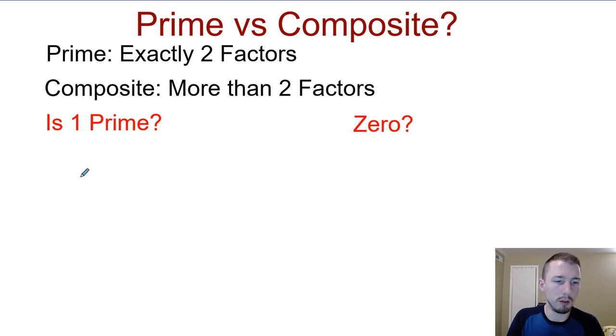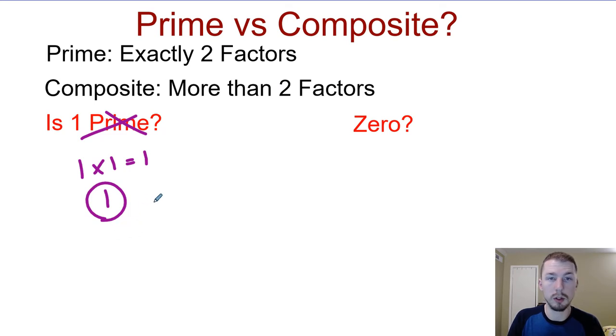Well, the only way you can get 1 is 1 times 1, which is equal to 1, right? So it only has 1 factor, which is 1. It doesn't have exactly 2 factors, so 1 is not prime. But is it composite? Does it have more than 2 factors? No. So we call 1 just simply not prime.